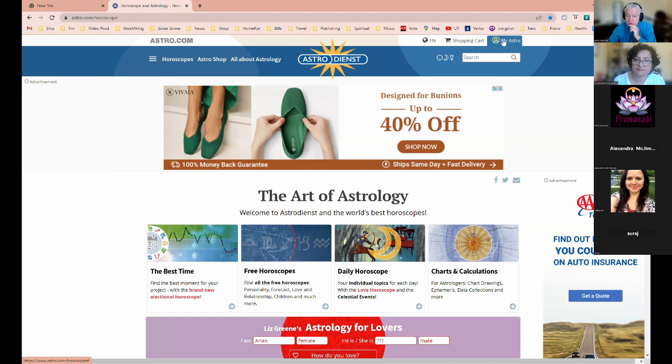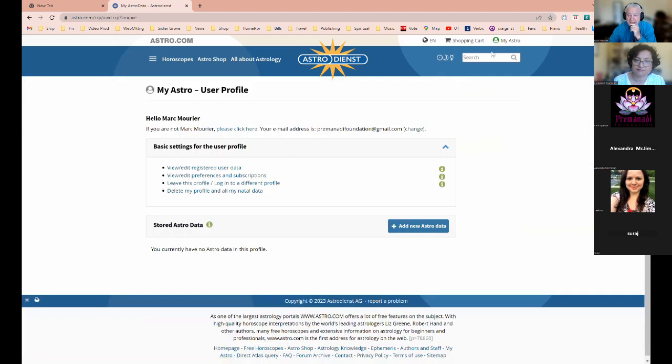So when you go to the site, you click on this My Astro tab up here on the right, and it says user profile. So I'm going to click on the user profile, and I have signed in. I've created my own account here. I just created a dummy account under Premanadi for us to be able to do what we're doing today. But if you didn't have an account open, it would say log in, or if you haven't logged in, please open up your own account.